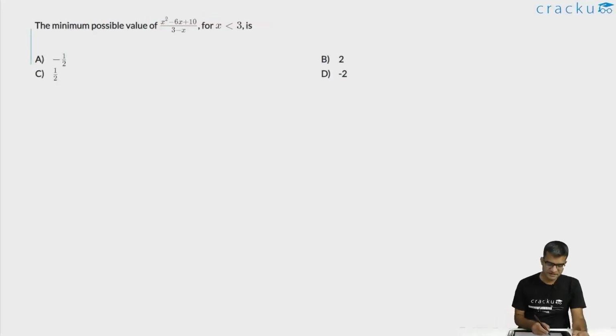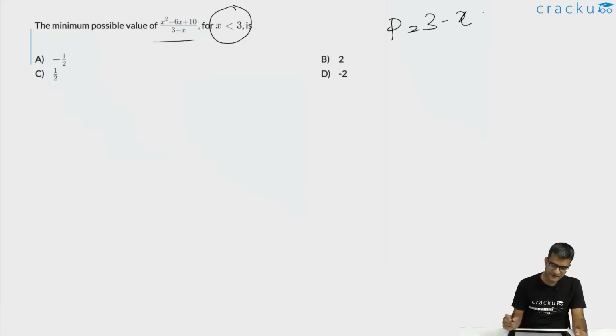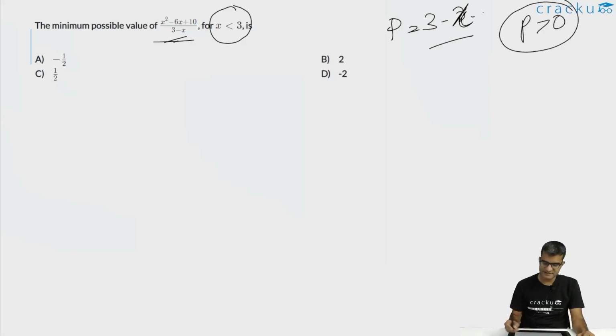In this question, we are asked to calculate the minimum possible value of (x square minus 6x plus 10) divided by (3 minus x). We are told that x is less than 3. As x is less than 3, let the value of p be equal to 3 minus x. There are a couple of reasons for this. First, 3 minus x is the denominator of the expression. Second, we are told that x is less than 3. So 3 minus x, which is p, will be greater than 0 because x is less than 3.